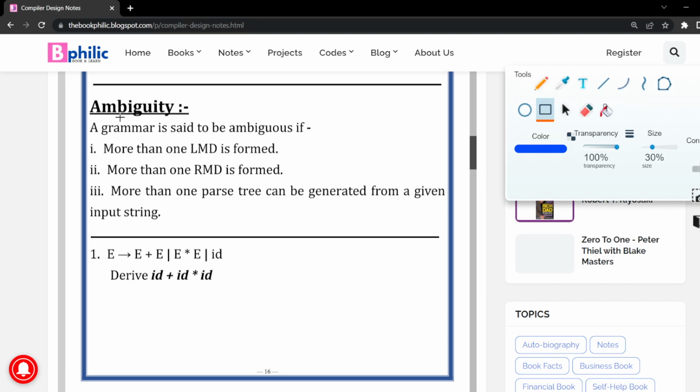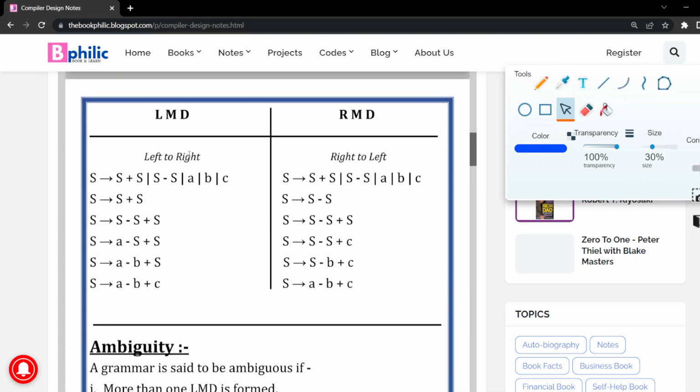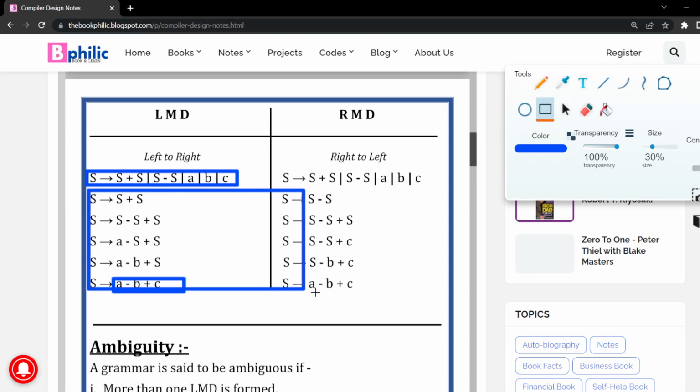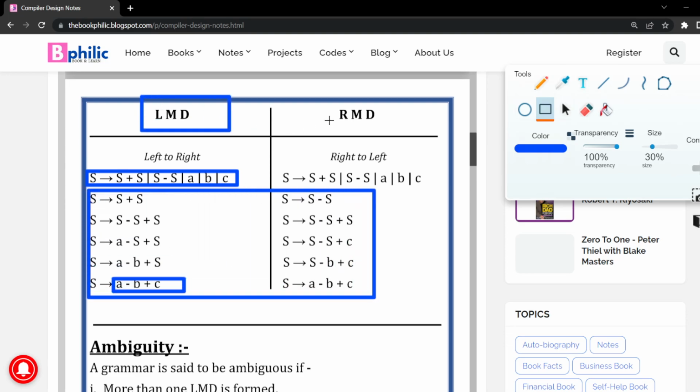Now in this video we are going to study the ambiguity of the grammar. In the previous video we studied what we mean by grammar, what the four tuples are, and we took one more example of rules of grammar: S derives capital S plus S, capital S minus S, or small a, or small b, or small c. We took these small rules of grammar and derived the syntax a minus b plus c in two ways, that is, LMD and RMD.